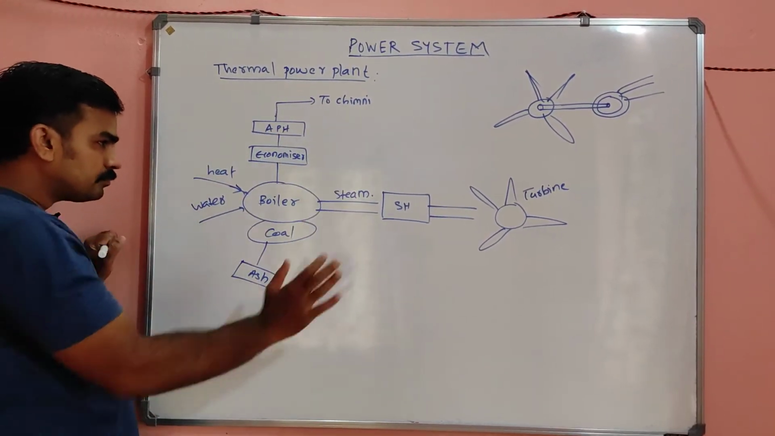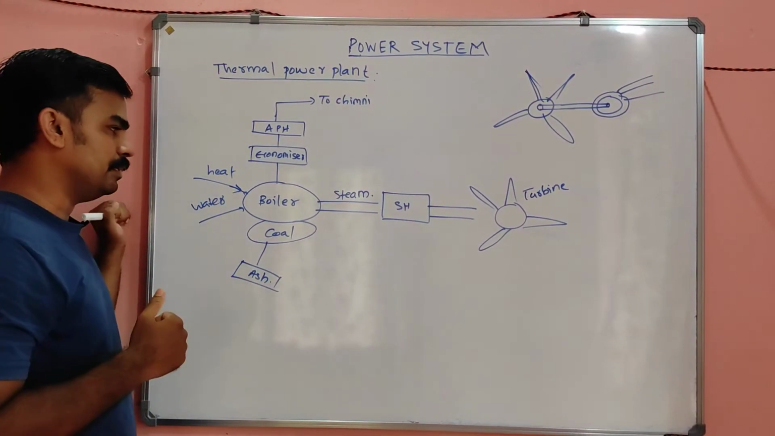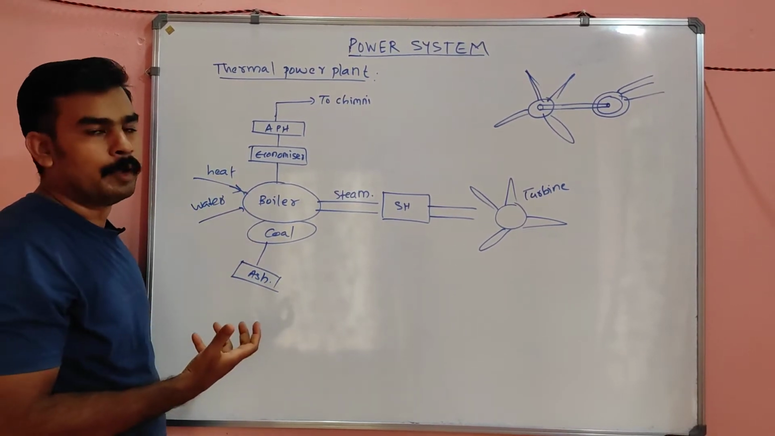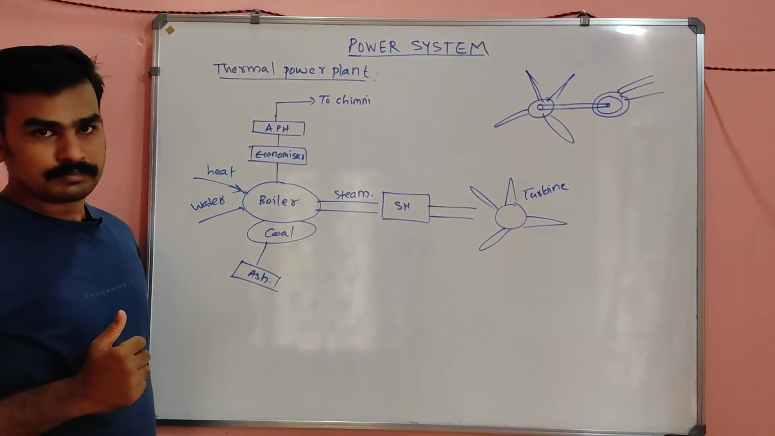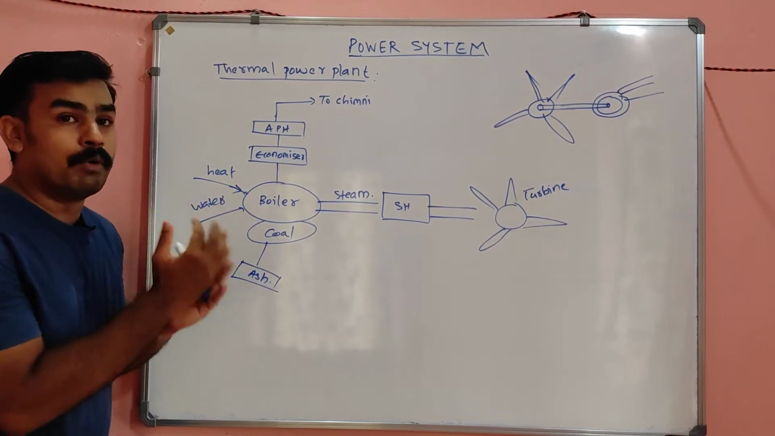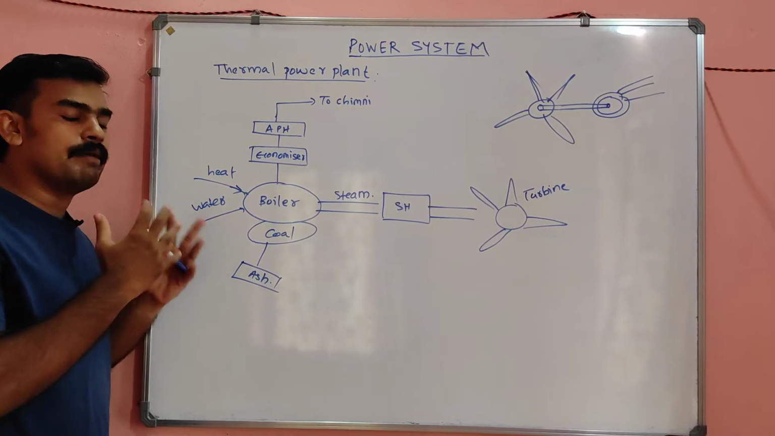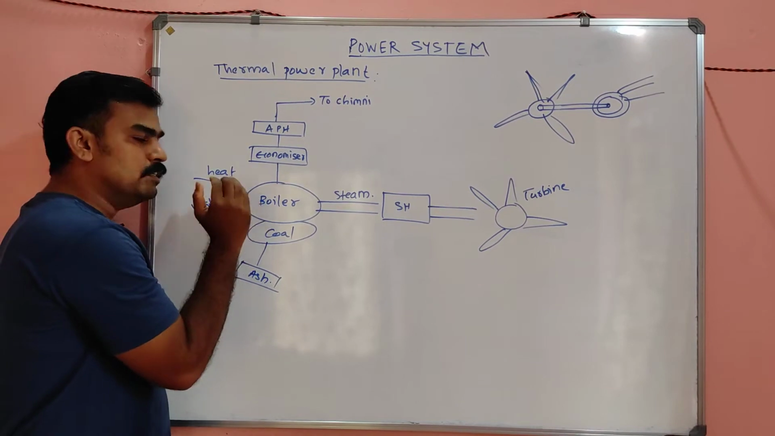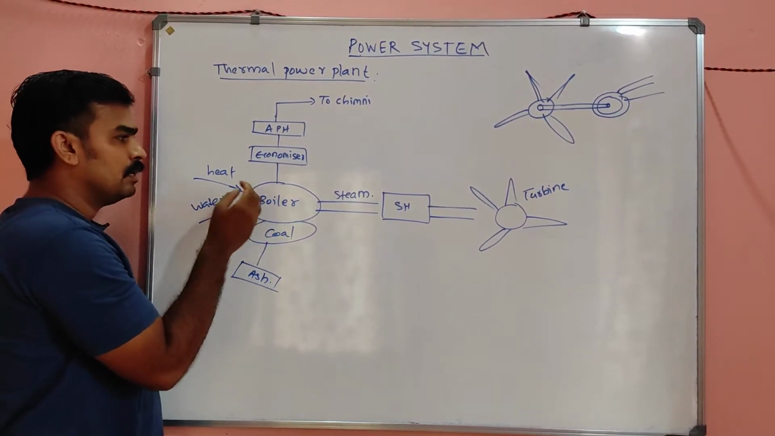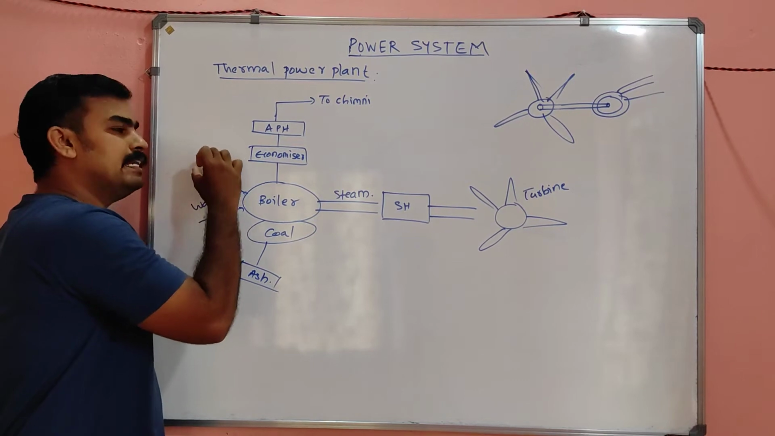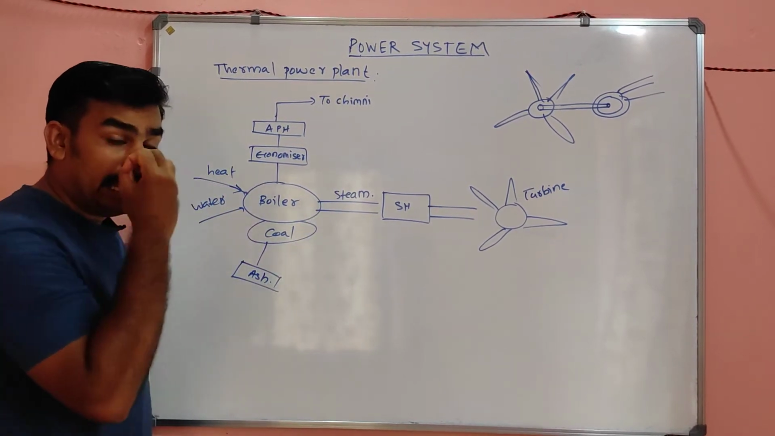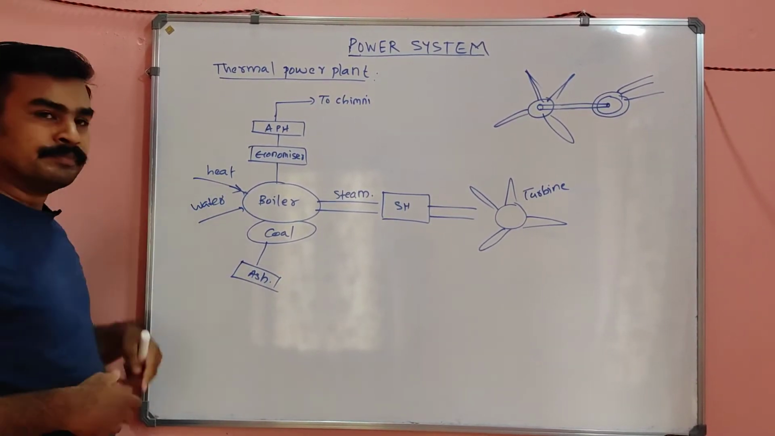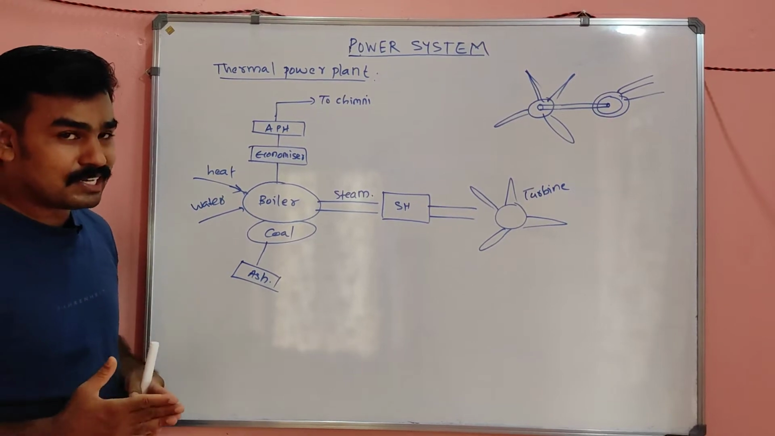So what is the simple layout of the thermal power plant? Basically the main important component of a thermal power plant is nothing but the boiler. So what does a boiler do? What does a boiler do actually? A boiler converts water and heat into high pressure, high temperature steam.